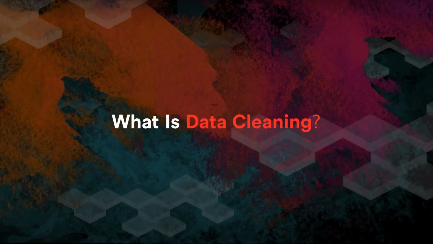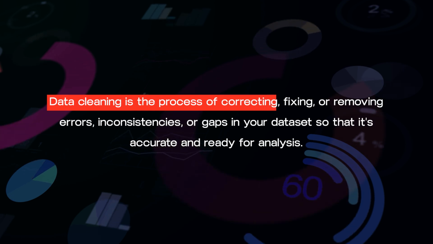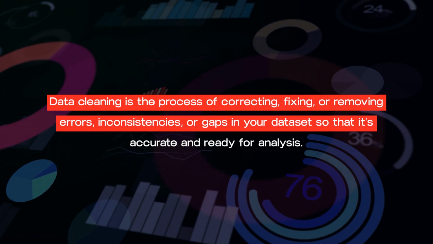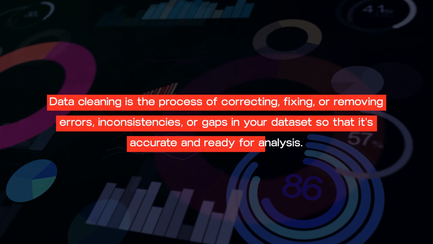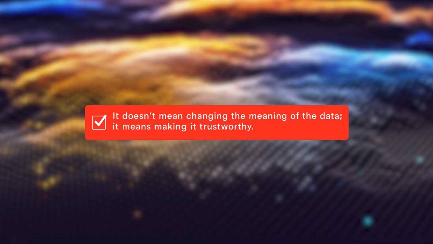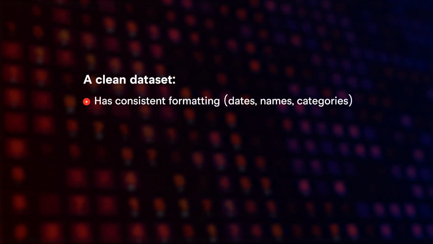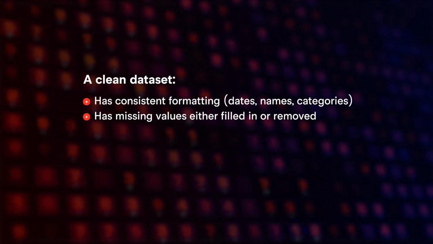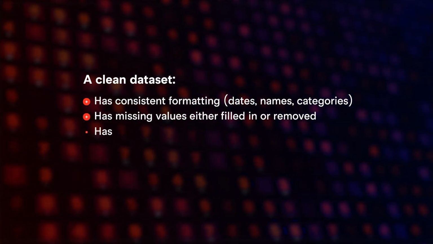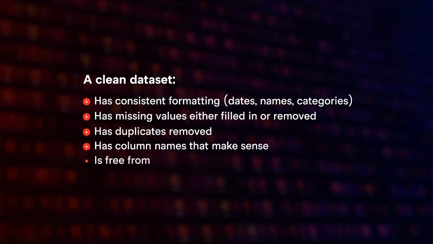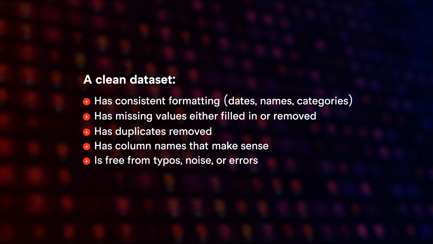What is data cleaning? Data cleaning is the process of correcting, fixing, or removing errors, inconsistencies, or gaps in your dataset so that it's accurate and ready for analysis. It doesn't mean changing the meaning of the data, it means making it trustworthy. A clean dataset has consistent formatting, dates, names, and categories. Has missing values either filled in or removed. Has duplicates removed. Has column names that make sense. Is free from typos, noise, or errors.